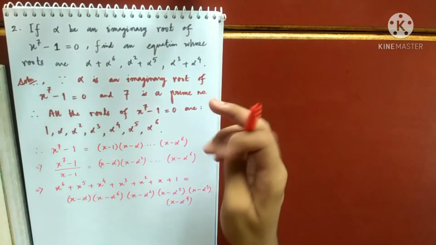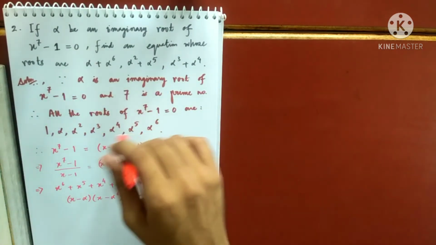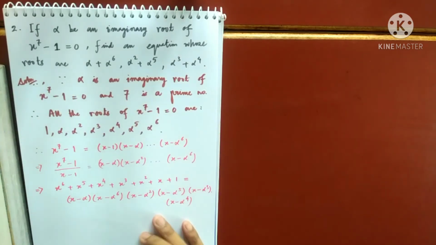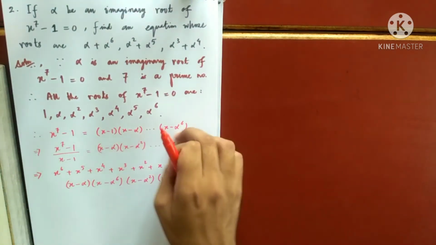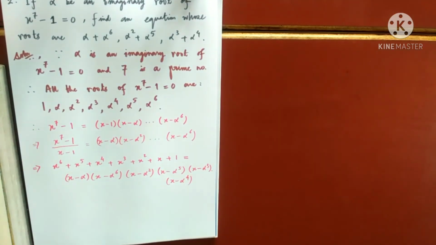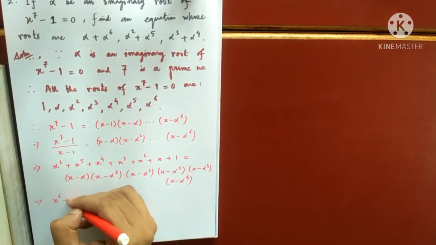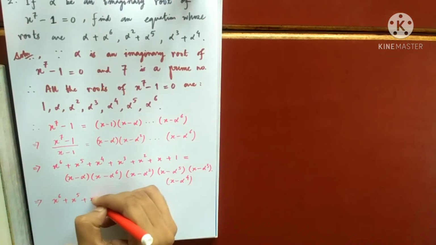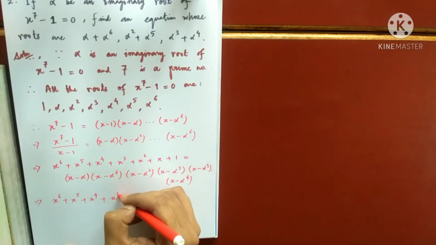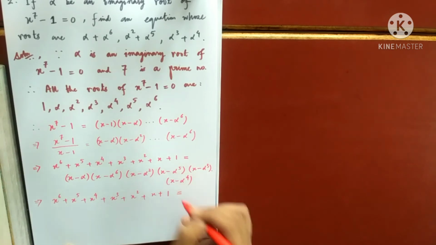Using the same theorem again and again. Alpha is an imaginary root. So all the roots of this equation are given like this, because 7 is a prime number. I'm factorizing this like this, dividing by x minus 1. This is a GP, and like this. So copy the left hand side as it is. So x to the power 6 plus x to the power 5 plus x to the power 4, x to the power 3, 2, 1 equals to.